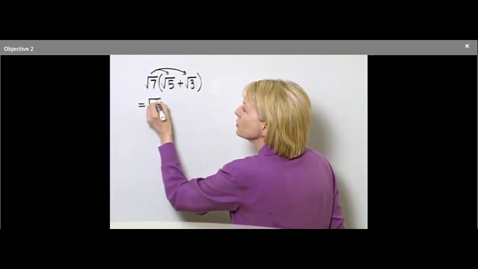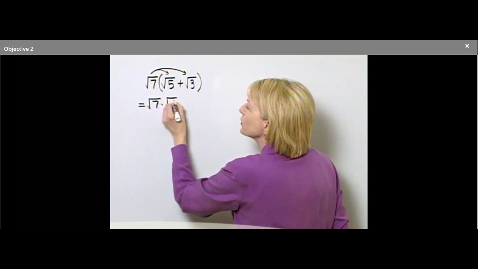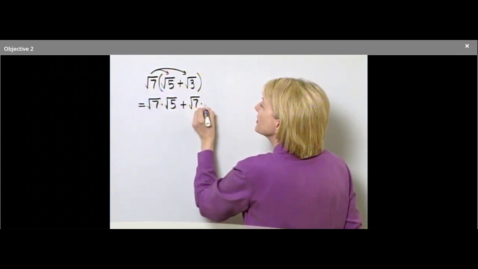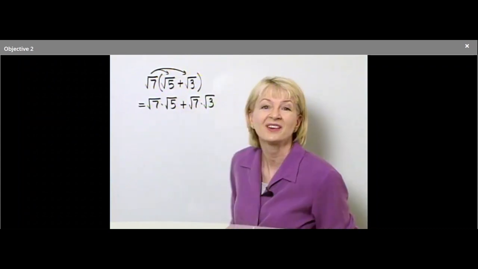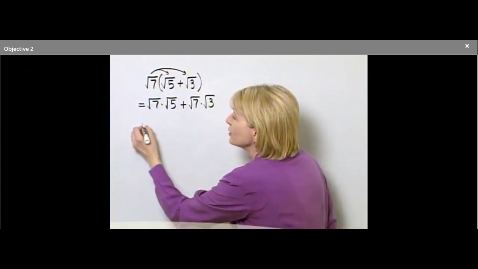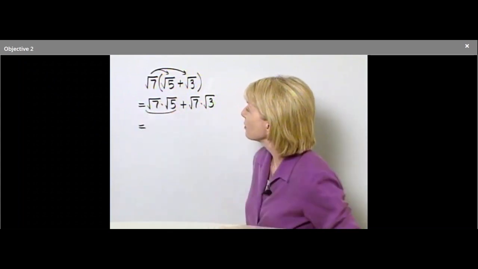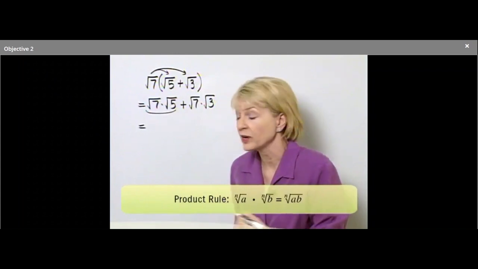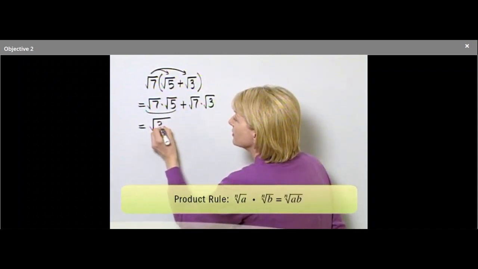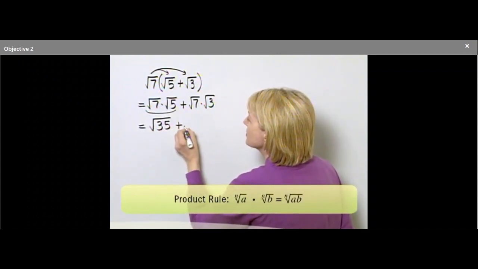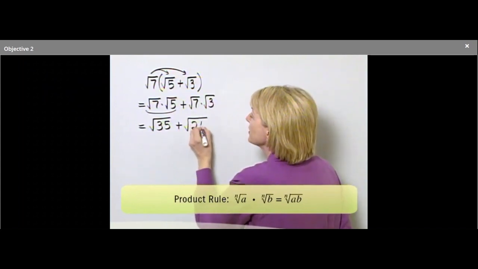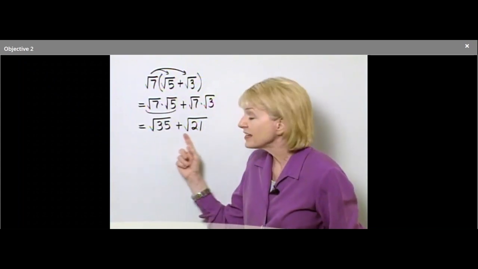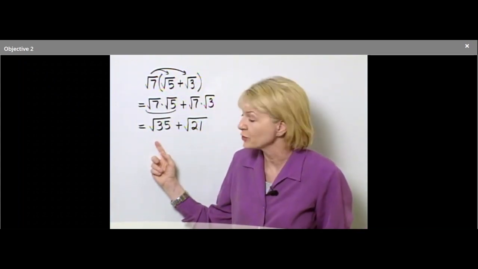This is the square root of 7 times the square root of 5 plus the square root of 7 times the square root of 3. And then we can, by the product rule, make that the square root of 7 times 5. That is the square root of 35 plus the square root of 7 times 3, and that's the square root of 21. Now, let's look at each of these, I'll call them terms, individually.